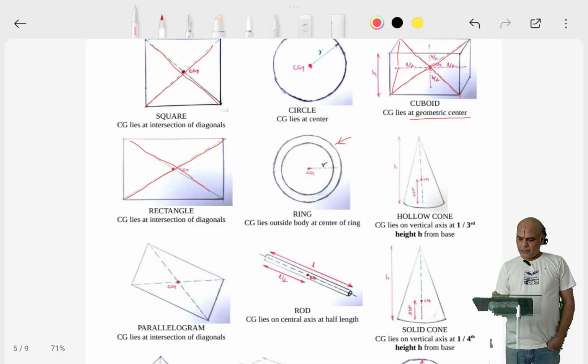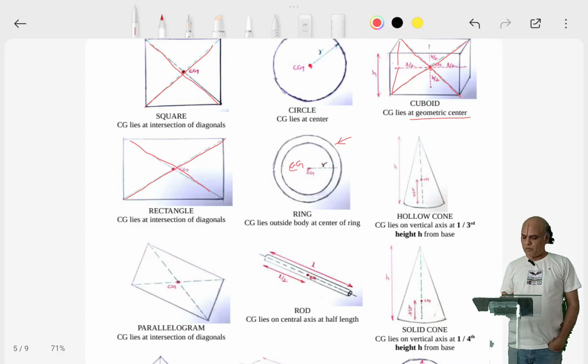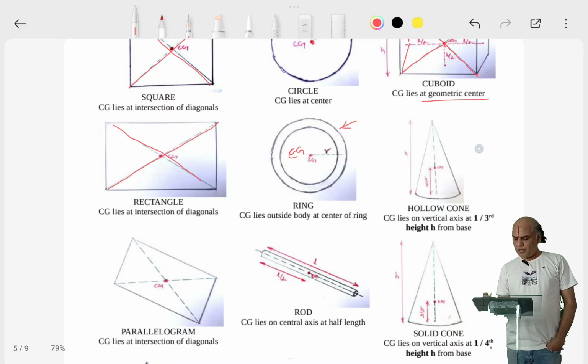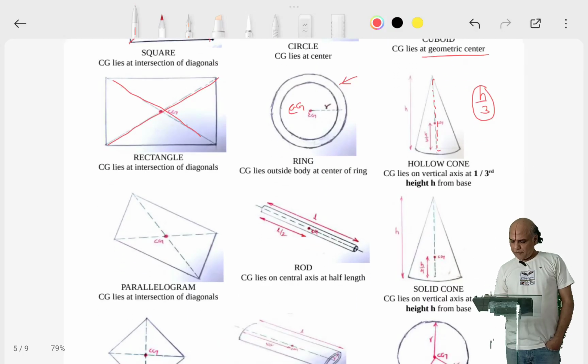For a ring, the center of gravity lies at the center of the ring. Here, the Cg is not lying within the body. It lies external to the body. Then, for a hollow cone, because the mass is less spread, the center of gravity is at h by 3. It lies along the vertical axis, the axis drawn from the vertex to the center of the base. So it lies at a height h by 3 from the base, whereas if it is a solid cone, it lies at a height h by 4.